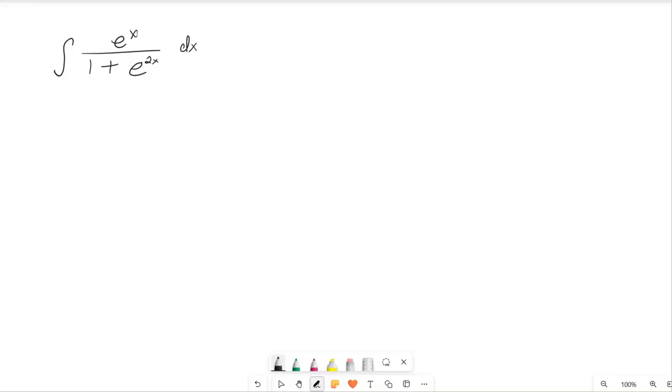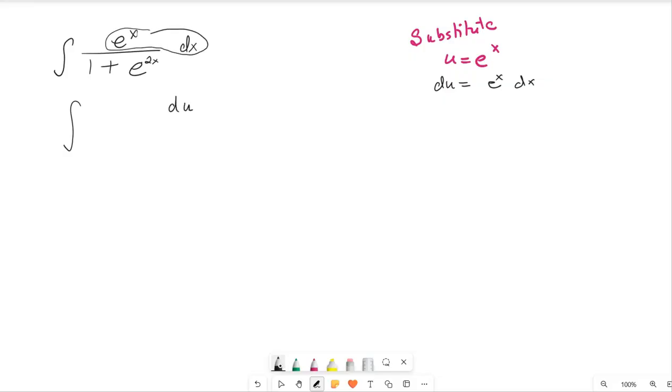Let's do one more practice problem. e to the power x over 1 plus e to the power 2x. Again, we're going to try using substitution. We're going to substitute u as e to the power x. What's the derivative of that? e to the power x dx. So that's already here in the question, so that part is going to be replaced by du.